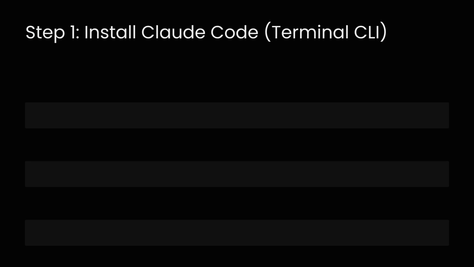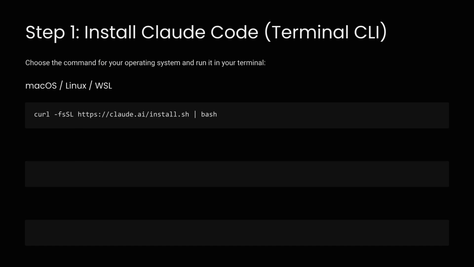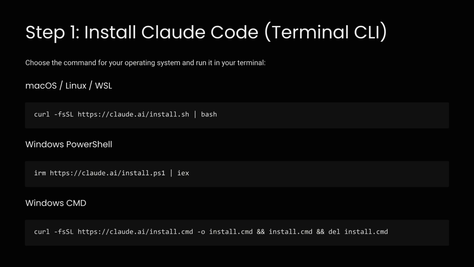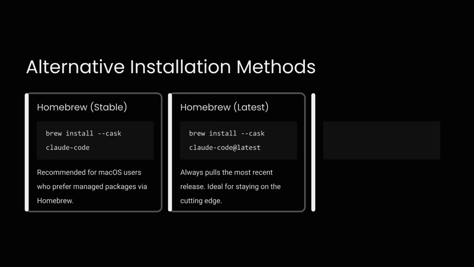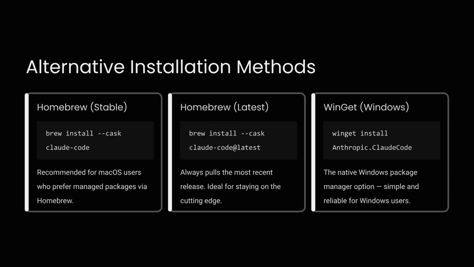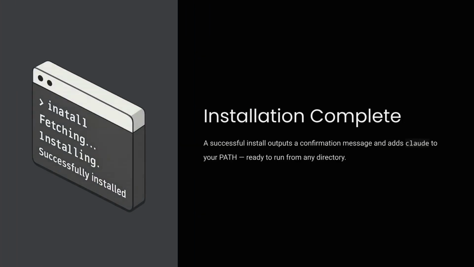Step 1 is to install the Claude Code Terminal CLI. Choose the appropriate command for your operating system, macOS, Linux, WSL, Windows PowerShell, or Windows CMD, and run it in your terminal. Alternatively, you can use Homebrew for stable or latest releases on macOS, or Winget as the native Windows package manager option for a simple and reliable installation. Once the command is executed, a successful installation will output a confirmation message. This process also adds Claude to your path, making it ready to run from any directory.